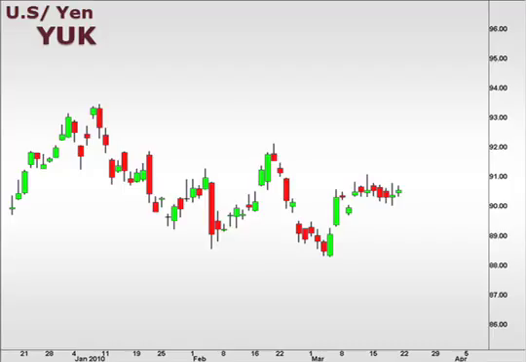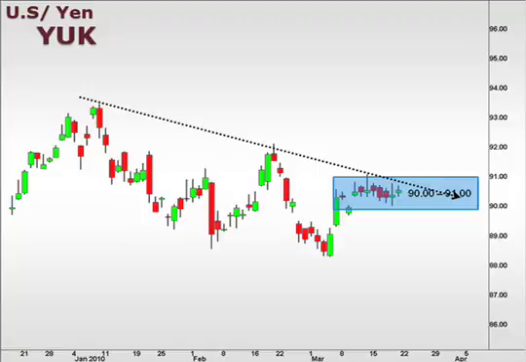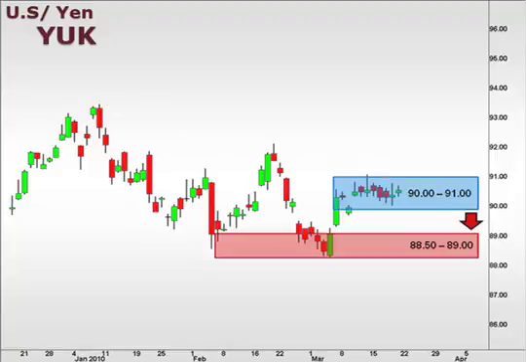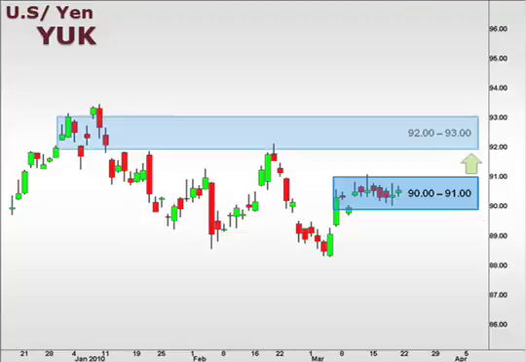Well, the US dollar and the Japanese yen has essentially remained range-bound within the last couple of weeks, trending sideways within this 90-91 focal zone. We also suspect that there is some respect being shown to this trend line that has been in place for the last couple of months as well. Now, at this point, failure to break that trend line is likely to result in a retest of this 88.5 to 89 focal zone.